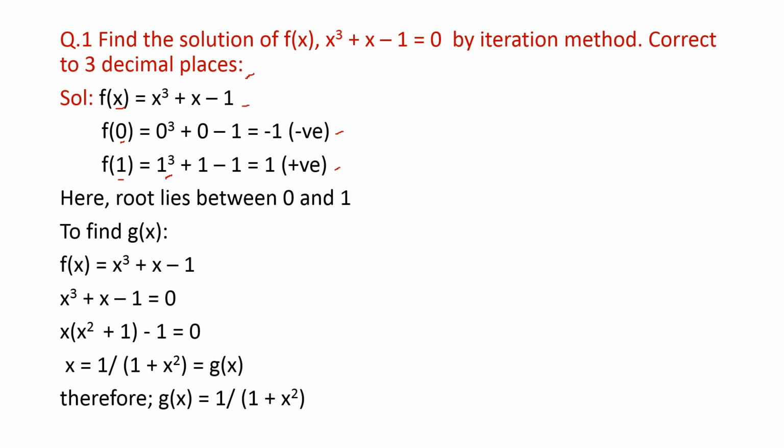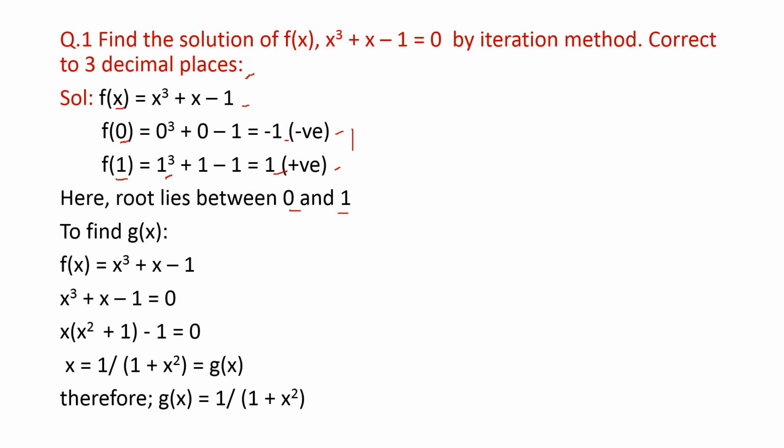Right. So now you got one negative value and one positive value. So you have to continue until you get positive and negative for two consecutive numbers. So here when we substituted 0, we got negative 1, and when we substituted 1, we got positive 1. So you can write the root lies between 0 and 1.